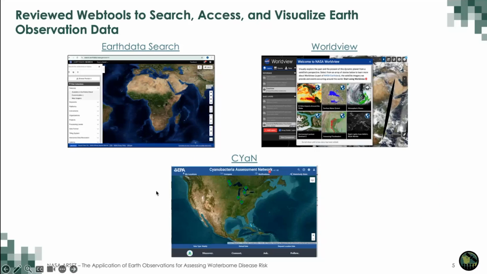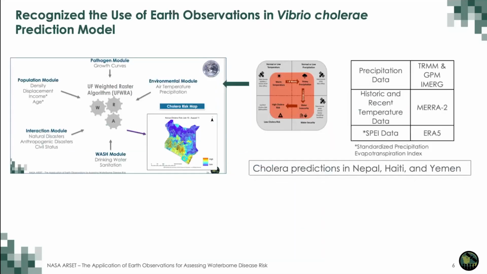And finally, we looked at CyAN, which has the capability to look at cyanobacteria concentration in the lakes in the United States based on Sentinel-3 OLCI data. So this was what we did in part 1.